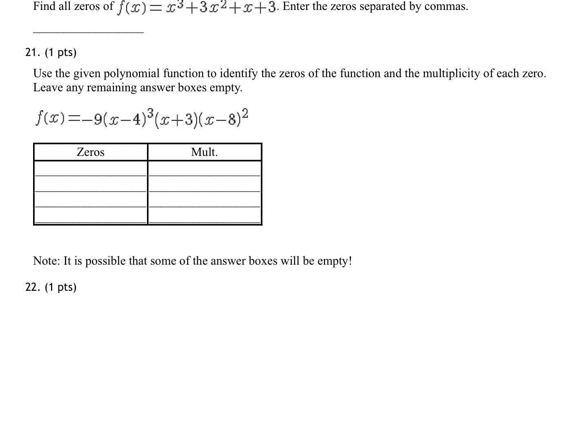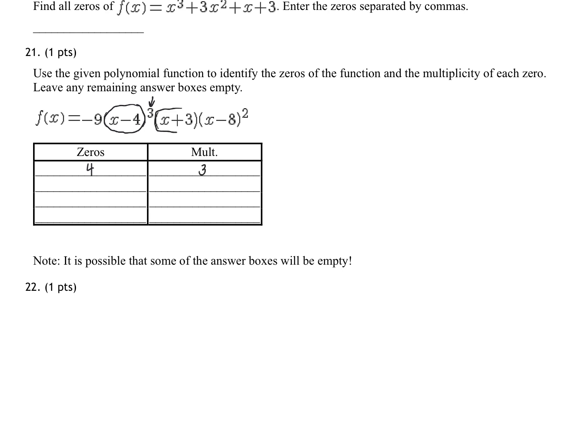21, use the given polynomial function to identify the zeros of the function and the multiplicity of each 0. Leave any remaining answer boxes empty. Okay, so the zeros, not negative 9, because it does not have a variable, so that one's not included. Another 0 would come from this factor. So the 0 would be the opposite of the factor, so the 0 would be 4. And the multiplicity is the exponent, so multiplicity 3.